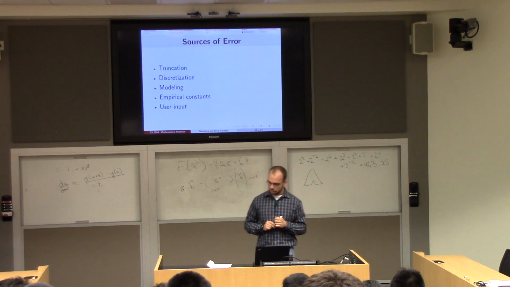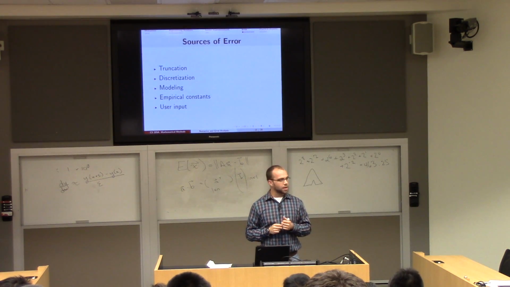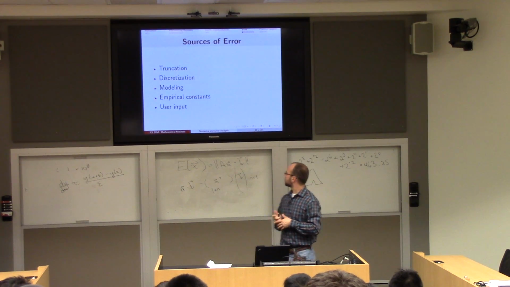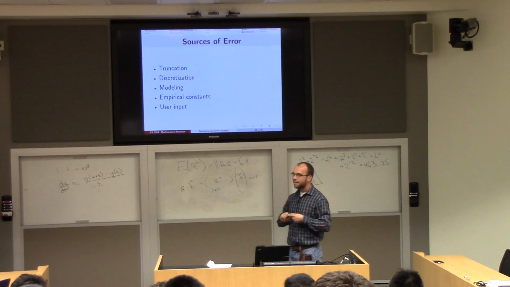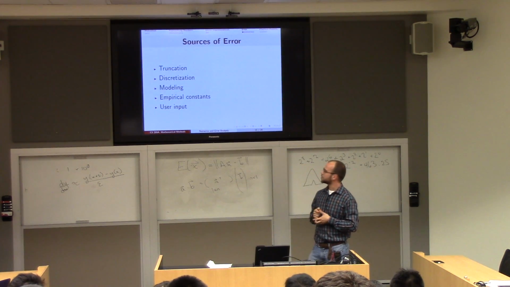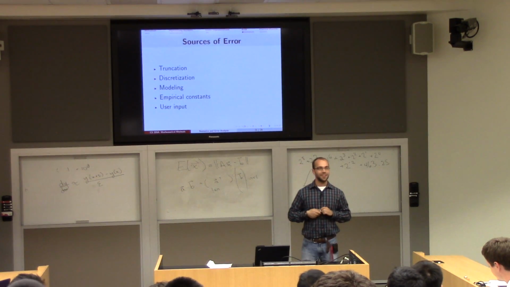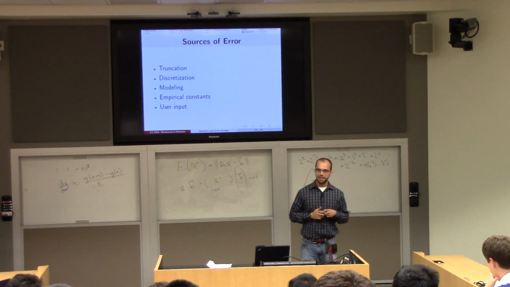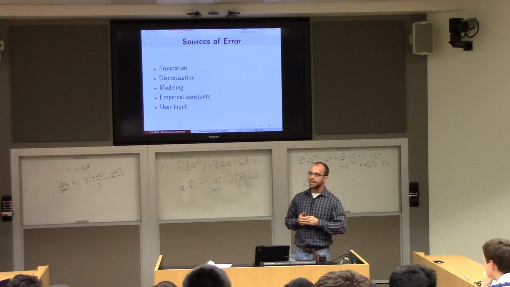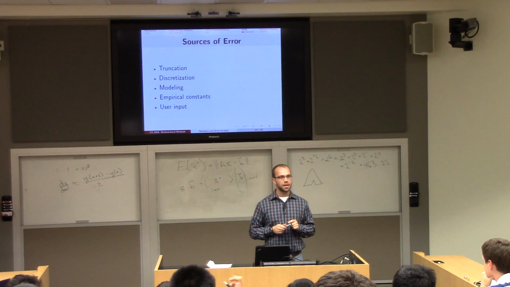Yeah? There's modeling error, right? Maybe I'm writing a weather system and I didn't take into account the flapping of butterfly wings in East Africa when I'm simulating weather over Texas, but that could have some small effect. And we do make some assumptions about our model when we generate one of these things. There's even empirical constant error. We only know pi to so many digits, and we certainly only know the speed of light to so many digits. And finally, there's user input error, which seems like kind of a corny thing to put there.